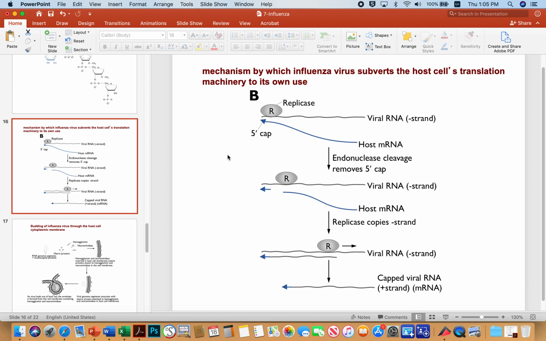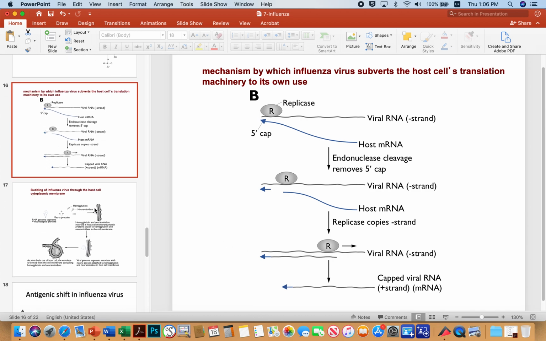In this particular case, the viral replicase is capable of grabbing a 5' cap off of a mature host mRNA. It grabs the cap, and it uses that essentially to prime the replication of the rest of the minus RNA. So now this piece of what should be minus RNA has a cap on it, and so now it can behave like a plus strand of messenger RNA and be replicated, translated.